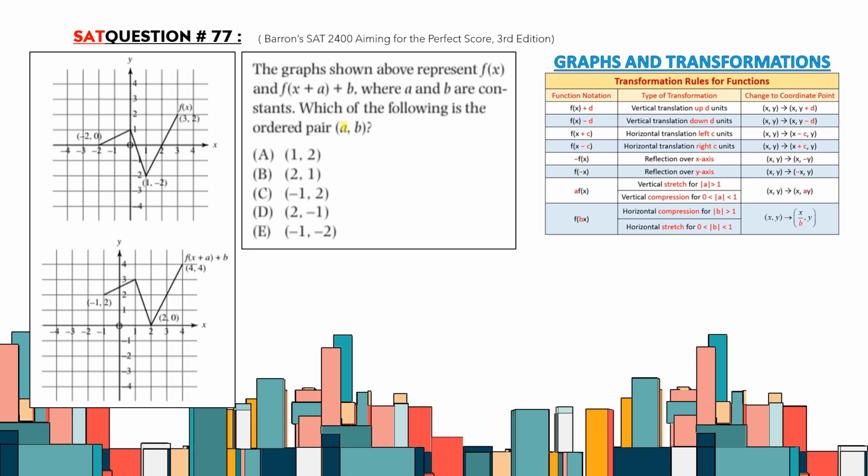So to read it, a is the first value, right? And then b is the second value. That's what an ordered pair means, okay? So b is the second value.